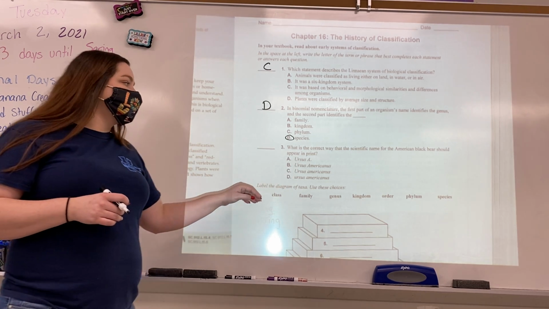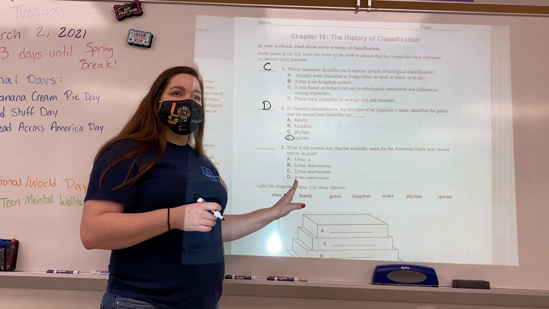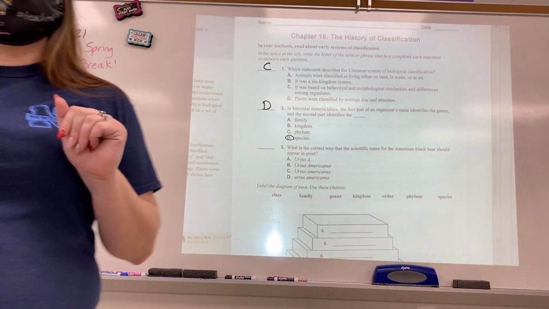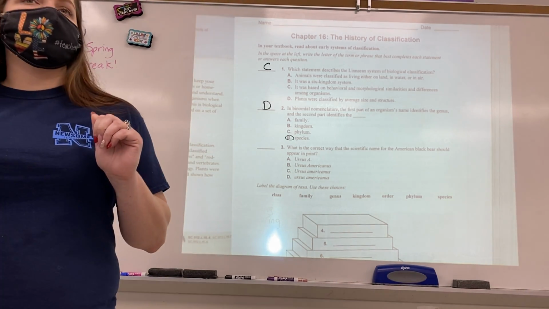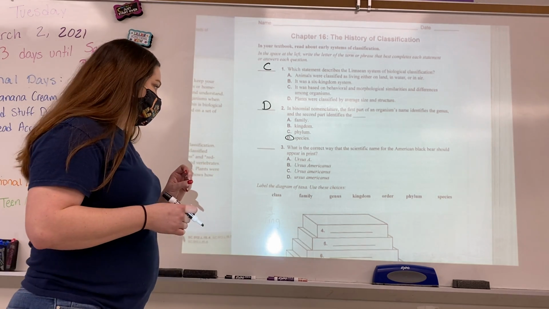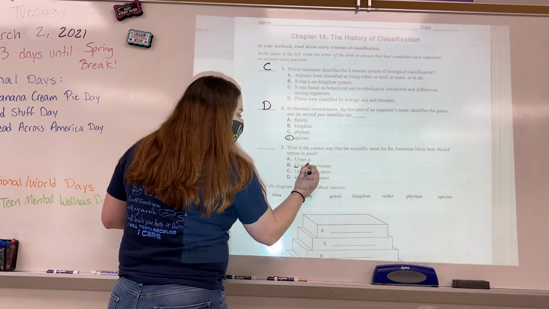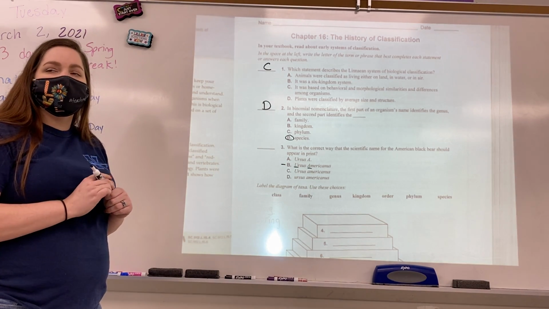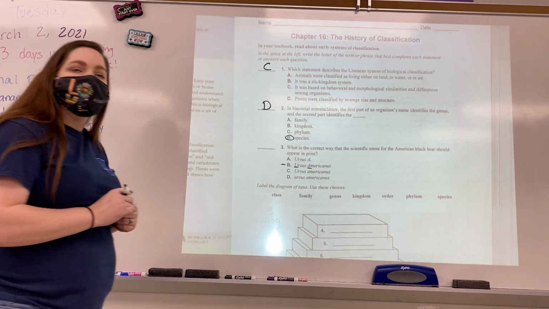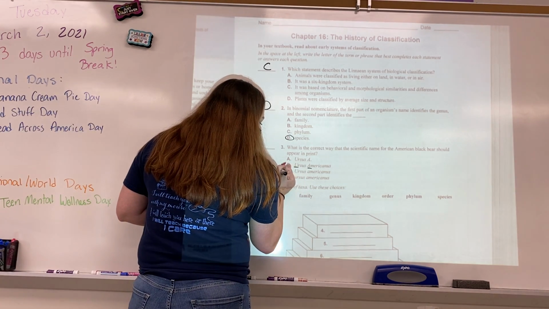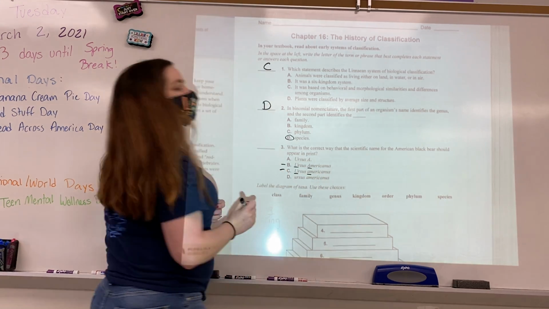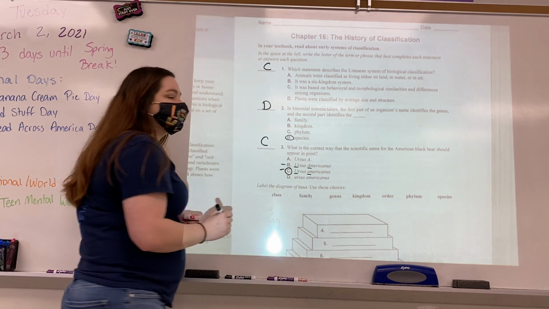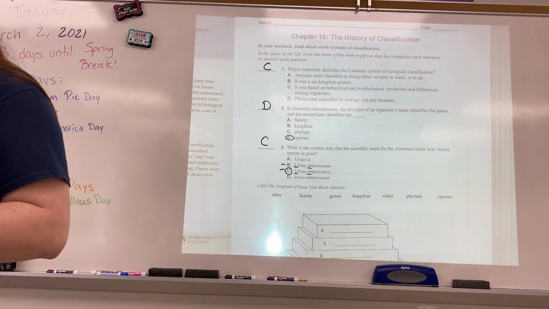Okay. So your first one is your genus. Your second one is your species. But how do you correctly write those 2 names? So which one do you think is correct? Yes, Owen. So both of them are capitalized. Does anyone else have an idea of what it should look like? Yes, ma'am? C. So the first one is capitalized and the second one is lowercase. So the correct answer is C. The first one is capitalized, the second one is lowercase.